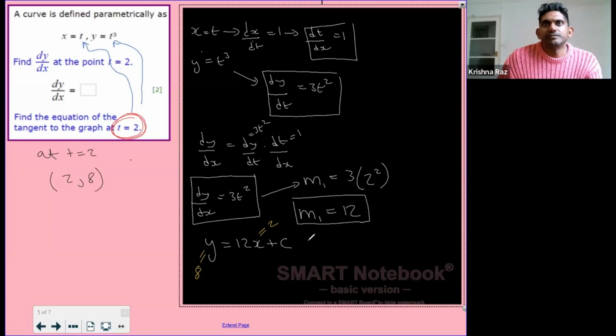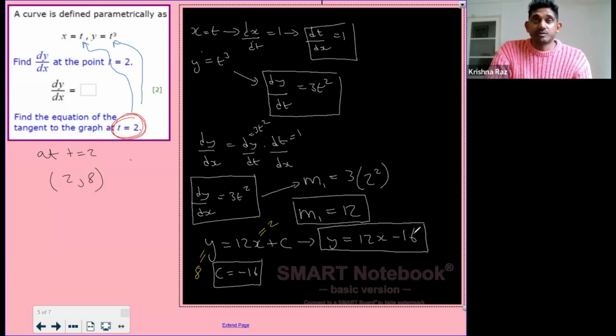So we can now finish it off. So 8 equals 24 plus c. So c equals 8 minus 24, which is minus 16. Therefore, y equals 12x minus 16.